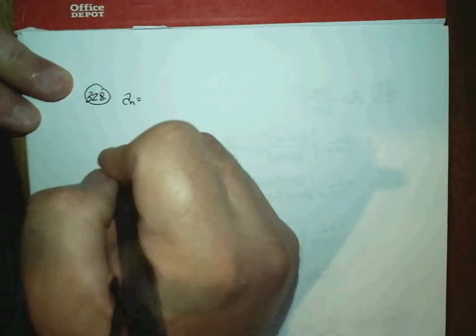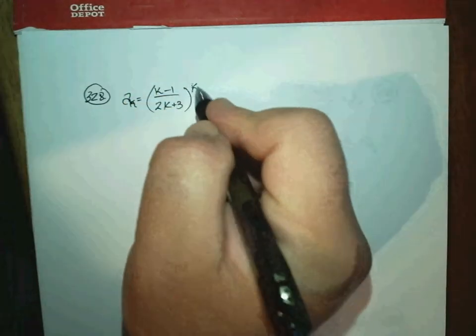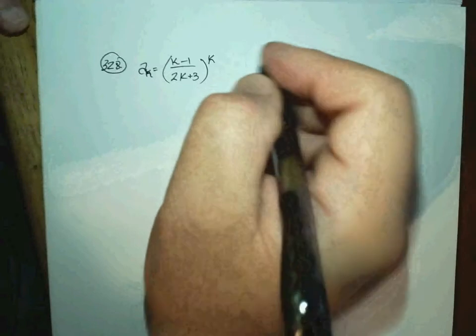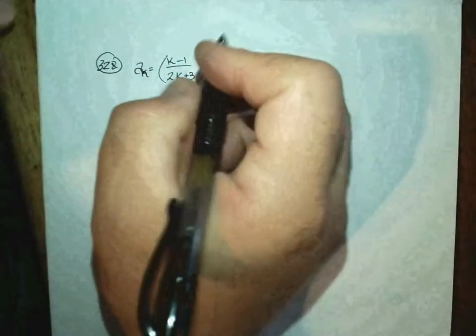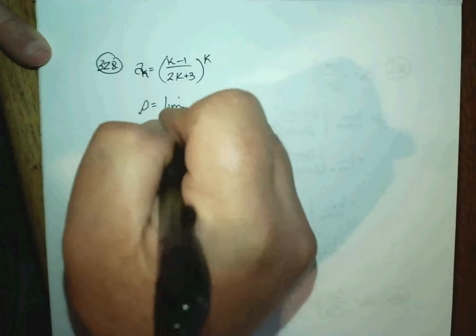And so in 328, the a sub n that we're given is, sorry, he writes it with a k this time, it doesn't matter. A sub k given is k minus 1 divided by 2k plus 3, all raised to the kth power. And it's cases like this where you see your index raised as a power that makes a good setup for using the root test version of this test.